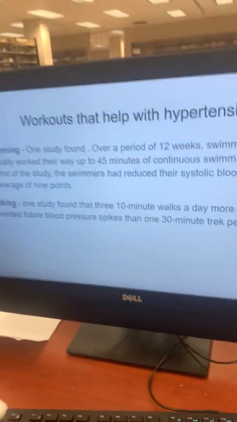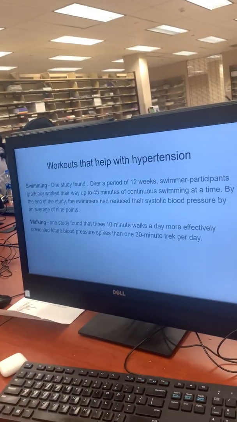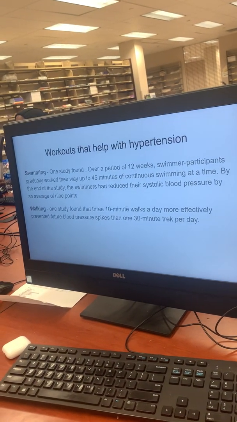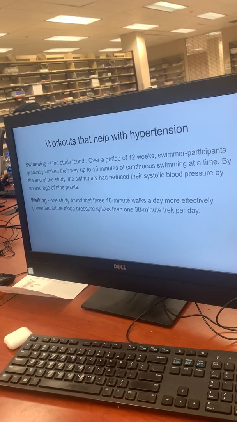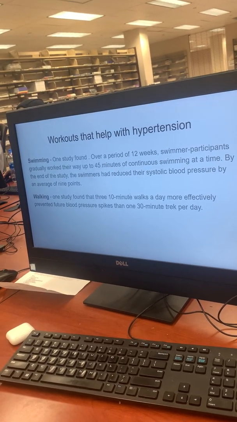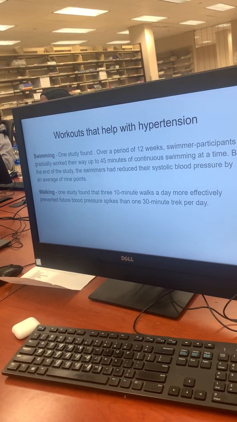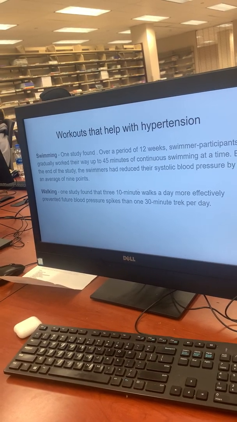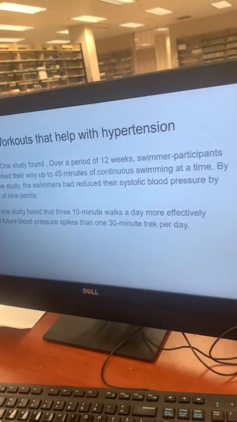Workouts that help with hypertension. Swimming. One study found that over a period of 12 weeks, swimmer participants gradually worked their way to 45 minutes of continuous swimming at a time. By the end of the study, swimmers had reduced their systolic blood pressure by an average of 9 points. Walking. One study found that 3 10-minute walks a day more effectively prevented future blood pressure spikes than 1 30-minute trek per day.